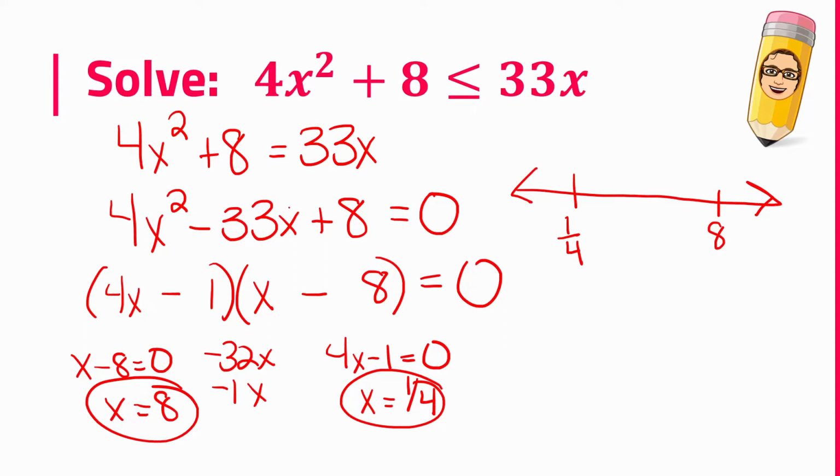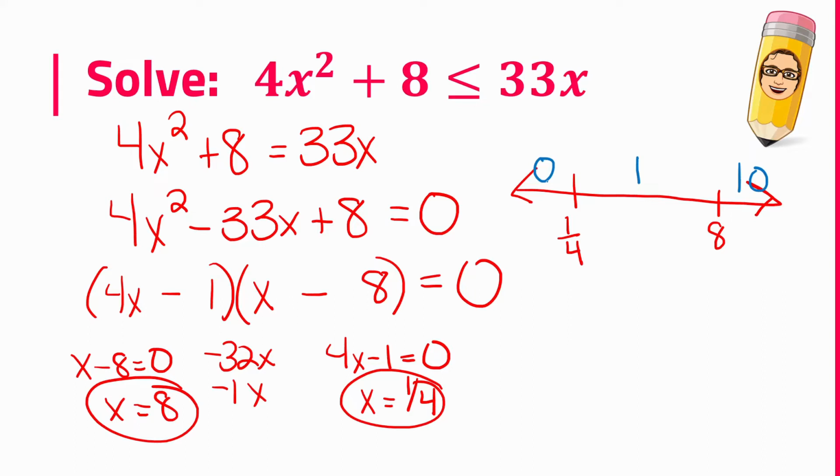And what I'm going to do is come up with some numbers that are in each interval. So I need a number less than 1/4, between 1/4 and 8, and bigger than 8. Less than 1/4: 0, right? 0 is less than 1/4. Between 1/4 and 8: 1. And then bigger than 8, I'm going to put 10 in there. I could do 9, I'm just going to do 10.